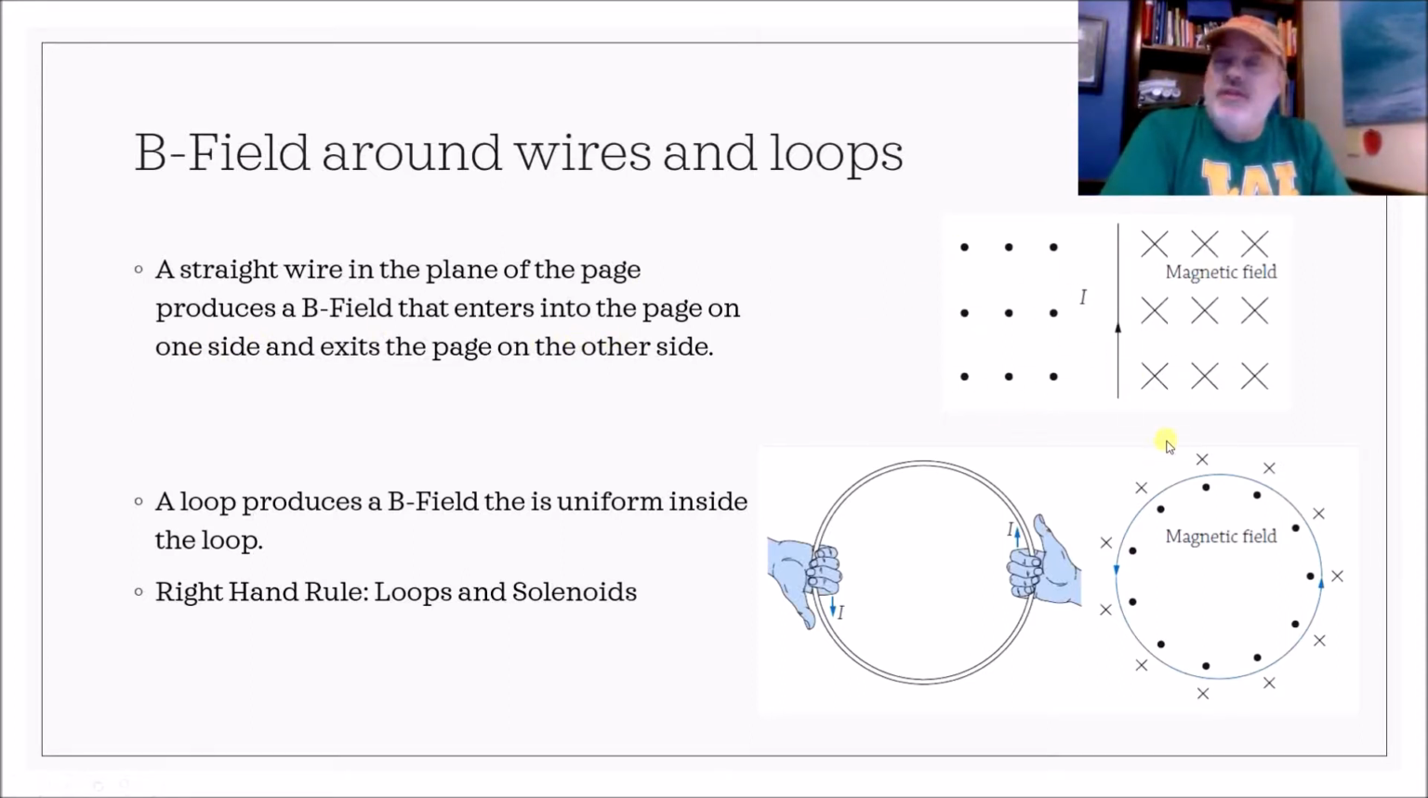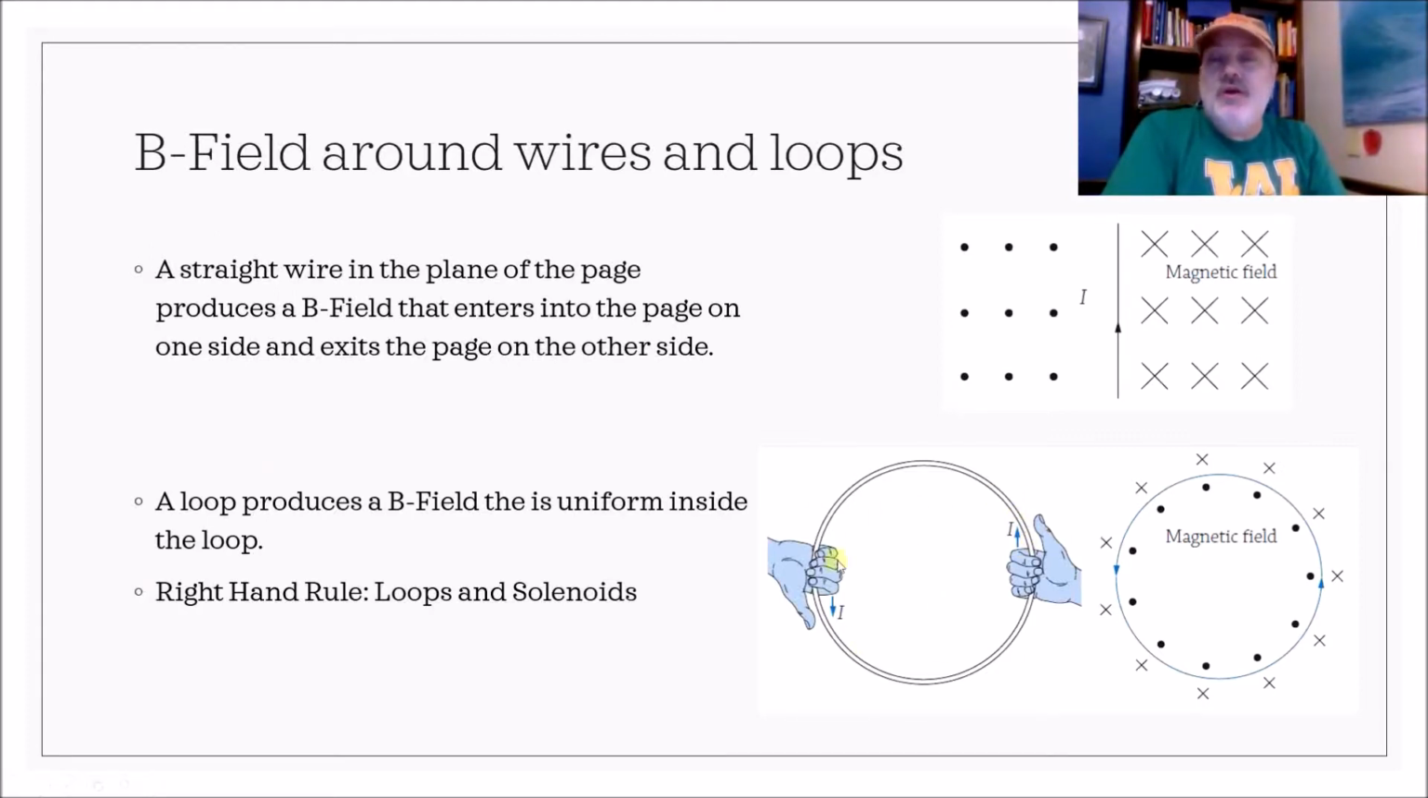So if you take your right thumb and you point it in the direction of the magnetic field, the way I'm looking at it, it's going to go around like this. It's going to go into the page on this side. It's going to come out of the page on this side. So X's and dots.